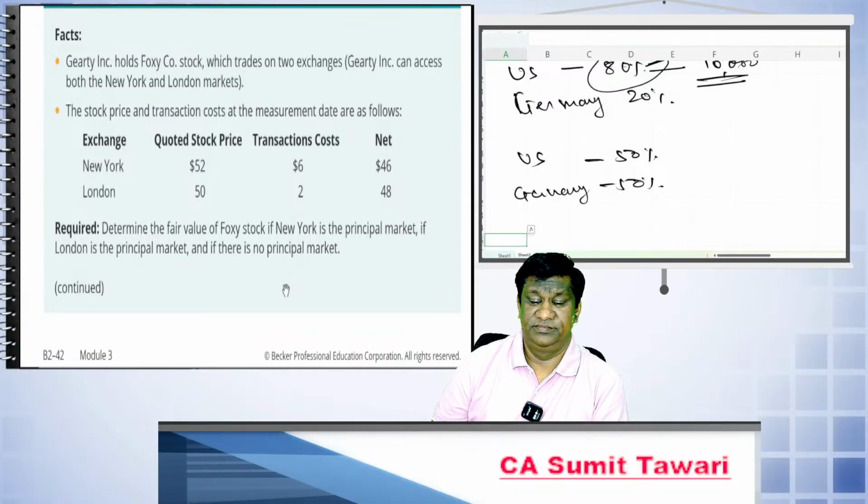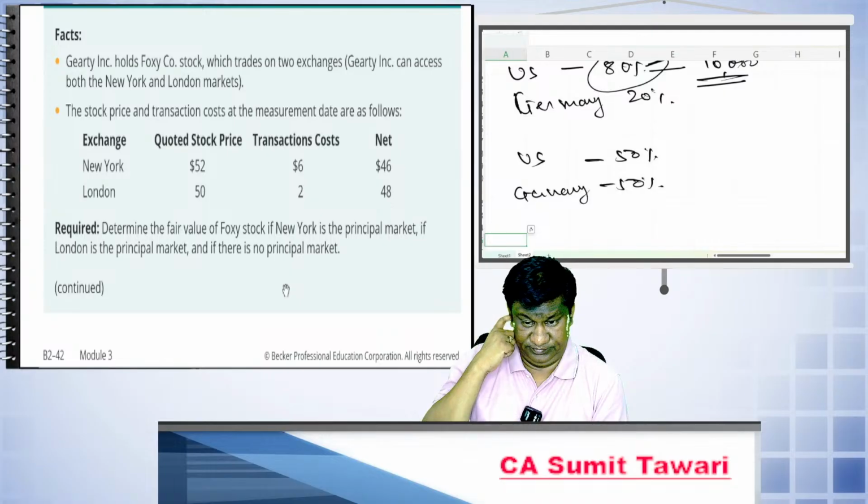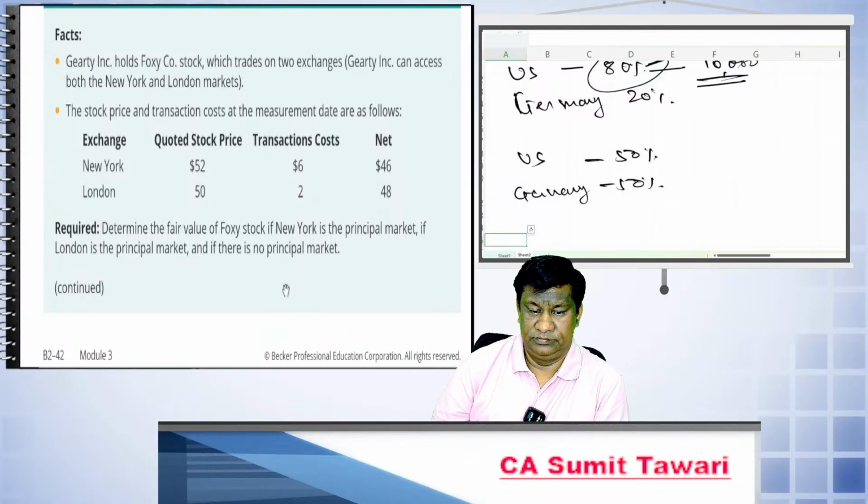Any guess? London, sir. London. Okay, so what is the fair value of the asset? The realizable value is $50, the net realizable is 48. So what can you consider as the fair value of the asset? 48 or 50? 50, sir. Yes, 50, correct.